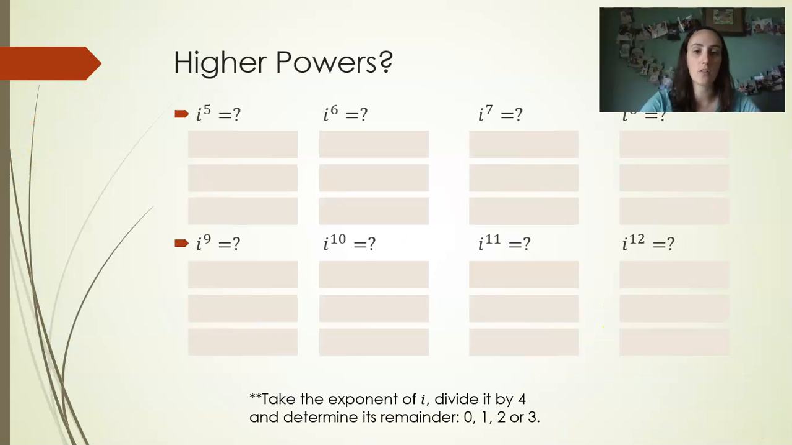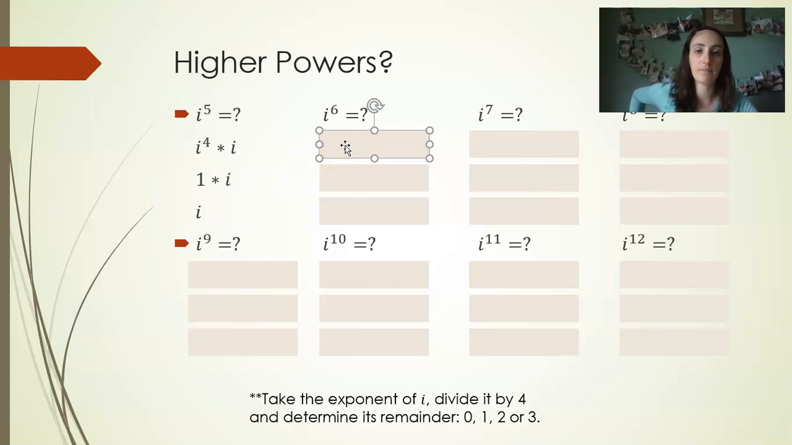We can take this further though. What if it's i to the 5th power, i to the 6th, i to the 7th, and so on? What we want to keep in mind is that i to the 5th is the same thing as i to the 4th times i. And we've discovered that i to the 4th is 1. So this is really like saying 1 times i, and anything times 1 is just itself. So that's just i. And we know that i is square root of -1.